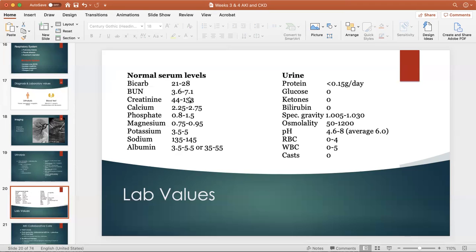See, the creatinine number is a little bit different here. Again, 133, when you get upwards of 150, you've got to start looking at the kidneys. Potassium 3.5 to 5, really important to know. Sodium 135 to 145, also really, really important to know.